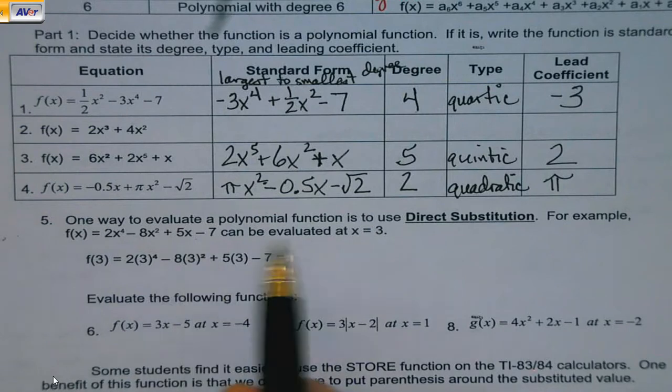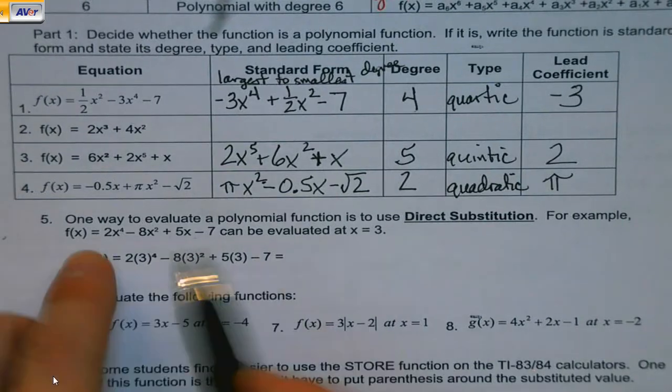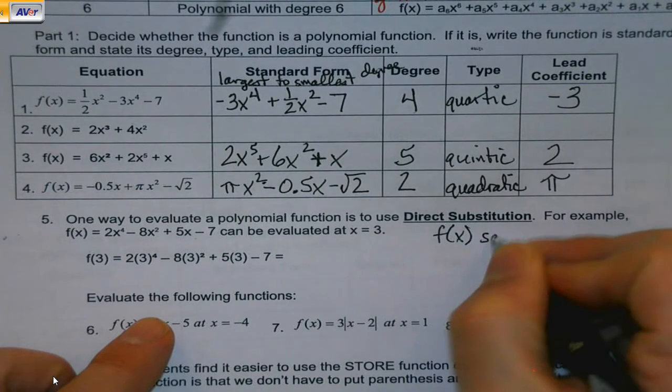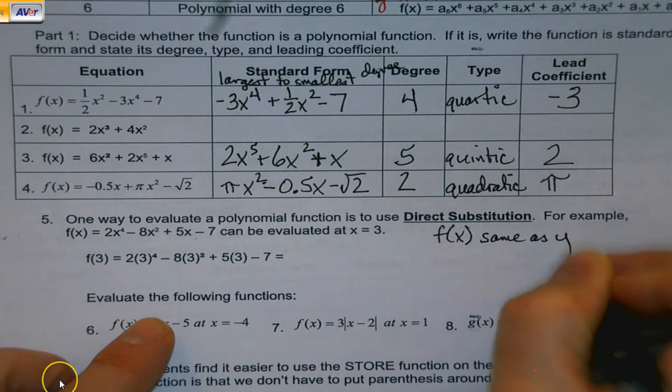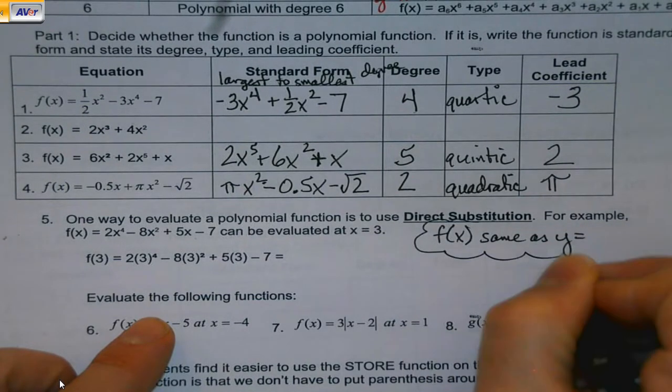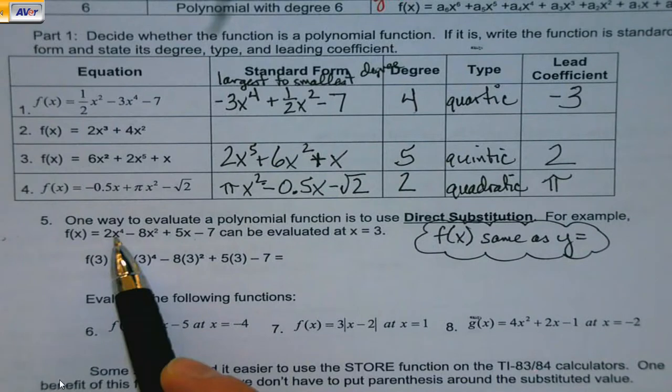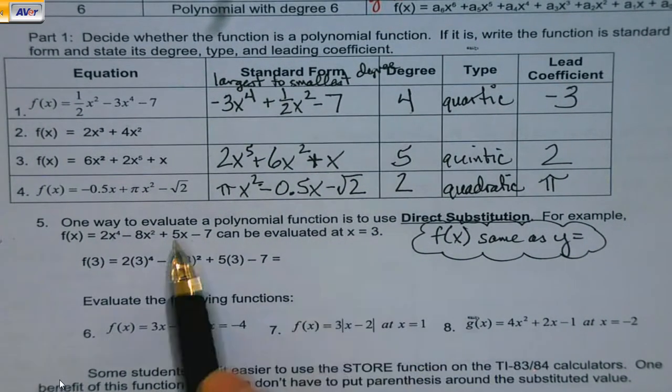So one way to evaluate a function is to use direct substitution. For example, we might have a function, and let me just make a note here. F of x is the same thing as saying y equals. It's just a different notation that we use in here. We're kind of getting more into big people math, so we don't use y equals as much, but it works the same way. So when this one says we're going to evaluate at x equals 3, that just means take this 3 and plug it in everywhere you see an x.